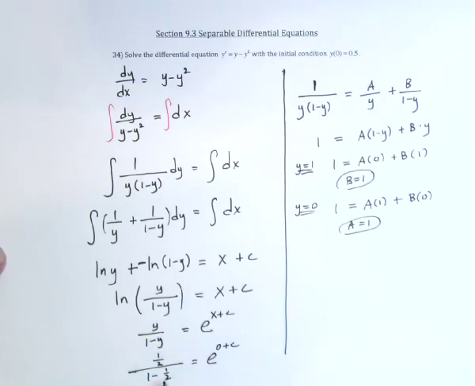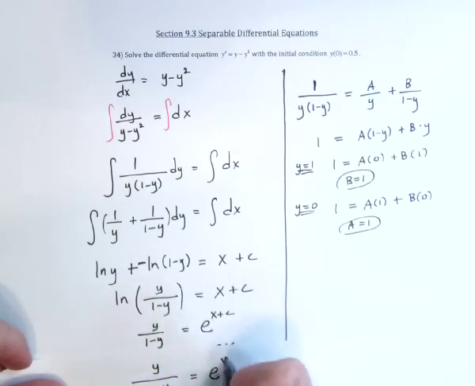So 1 minus a half is a half. So we've got 1/2 over 1/2, that's 1. And this side says e to the c. So that means it's e to the 0 equals 1. So that means that c is equal to 0. Alright, so this is my function right here. I've got y over 1 minus y equals e to the x, because it turns out that c equals 0.